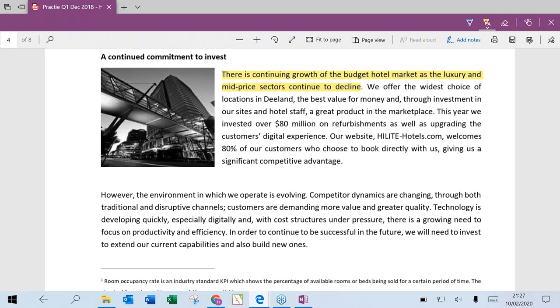This year, we invested over 80 million on refurbishment as well as upgrading customer digital experience. That could be a success factor, that we are investing in refurbishment and customer digital experience. Our website welcomes 80% of our customers who choose to book directly with us, giving us a significant competitive edge. So I think this is giving them competitive edge. So I'm pretty sure I can use this under 1A technology.